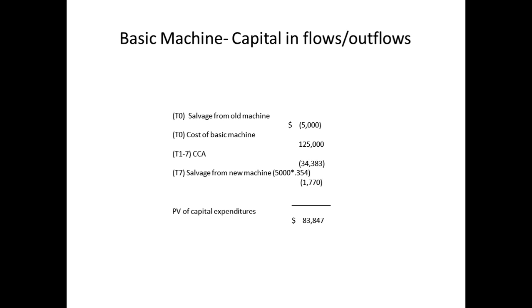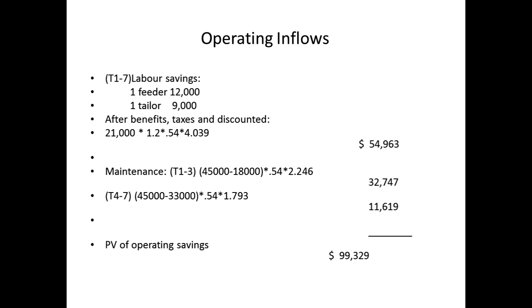The cost of the basic machine is $125. Now the CCA for the 7 years is $34,383, and the salvage value from ultimately selling the new machine at the end of year 7 is $1,770. The details of the CCA benefit are coming up, but the present value of the capital expenditures, both inflows and outflows, are $83,847, and that's without considering the operating effects. The next slide shows the operating effects.